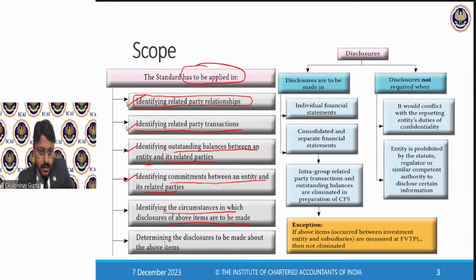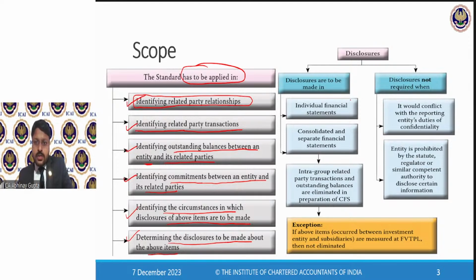Then determining the disclosures to be made about the above items and what the nature of these transactions is, what is the impact of these transactions. So everything needs to be disclosed about these transactions. So this is all the scope of the standard.